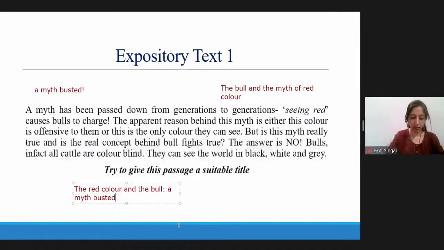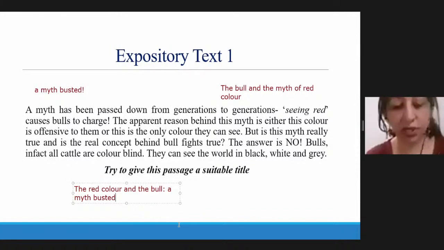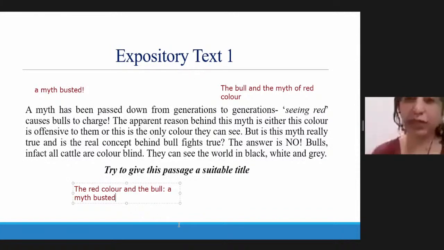Yes, Soumya, I've seen your answer. I've seen all the answers. I just read out the ones which I thought were correct and good. I'm again seeing your answer if you want. You said amidst generation to generation. That's not a very good title though, because a myth is definitely something which passes from generation to generation. Nothing new. Because here the context is the bull and the red color. So unless you have these words in the passage, it's not very advisable.